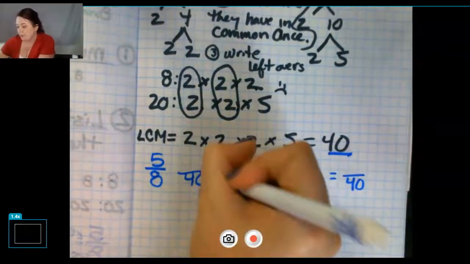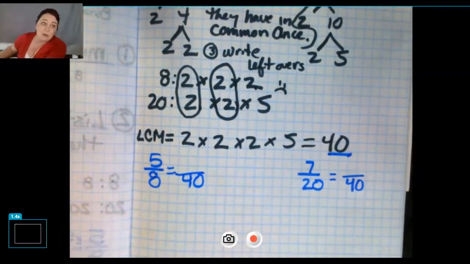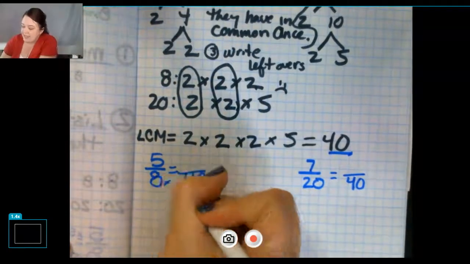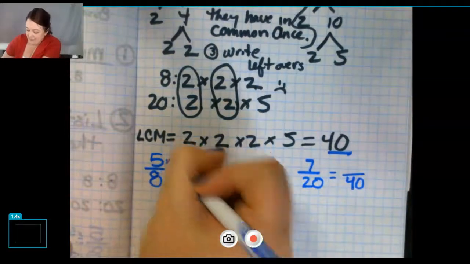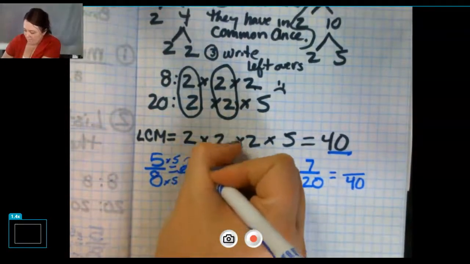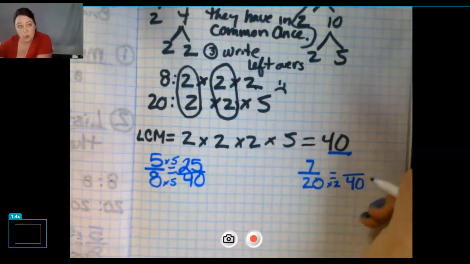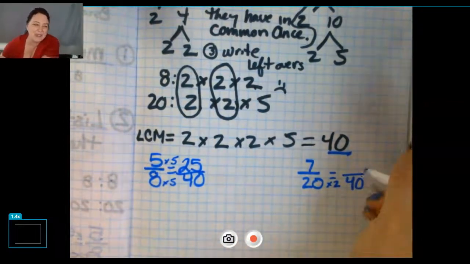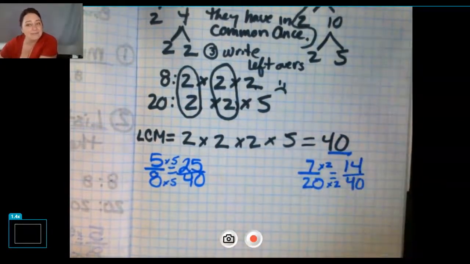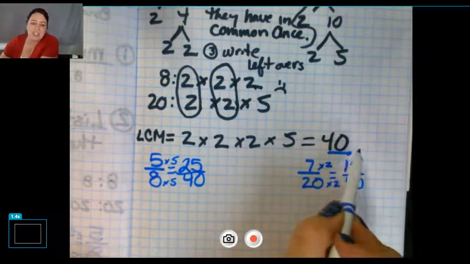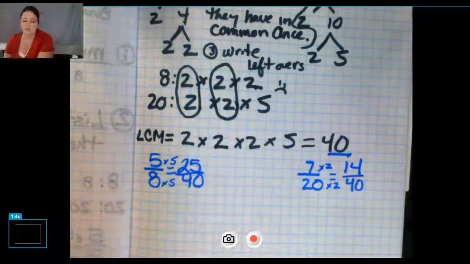To make equivalent fractions, I'm going to multiply by a dressed up form of 1. 8 times 5 is 40. 5 times 5 is 25. 20 times 2 is 40. 7 times 2 is 14. So I've made my equivalent fractions using that least common multiple or common denominator.